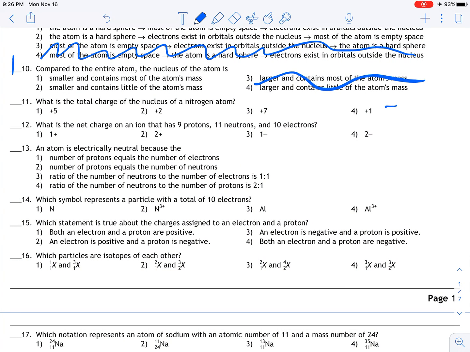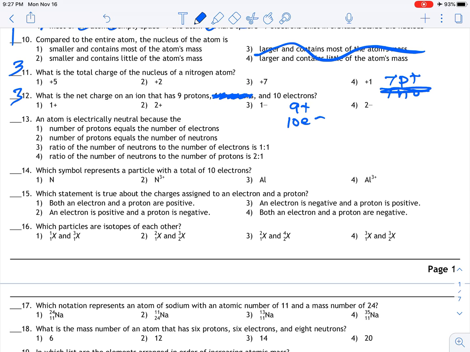In the nucleus, we have 7 protons, we have 7 neutrons, and then we only care about positives, so this is plus 7. What is the net or overall charge of an ion that has 9 protons, 10 neutrons, and 10 electrons? So we don't care about the neutrons because this is about charge. If we have 9 positives and 10 negatives, we're going to be overall minus 1. An atom is electrically neutral because the number of protons, positive, equals the number of electrons, negative.